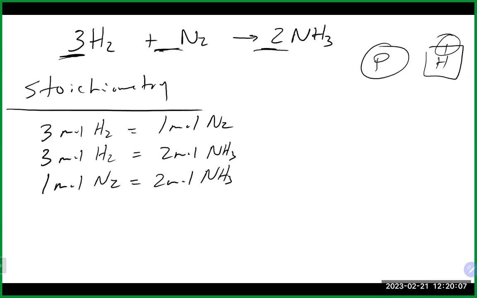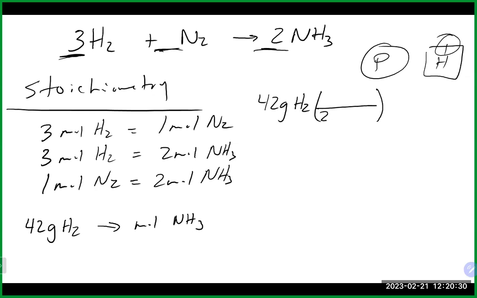We could actually write 2 conversion factors for them. So for example, if we started with 42 grams of H2, how many moles of NH3 would that be? We can take our H2 and convert it to moles. So we would take 42 grams of H2, use the molar mass from the periodic table, 2 times 1.008 grams per mole of H2. And that would get you 42 divided by 2, gets you something like 20.833.